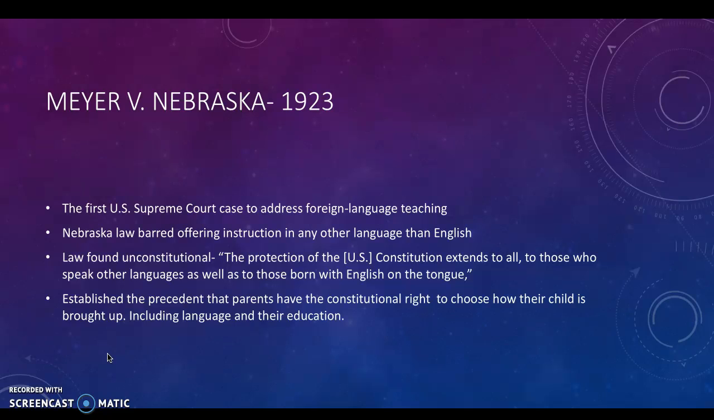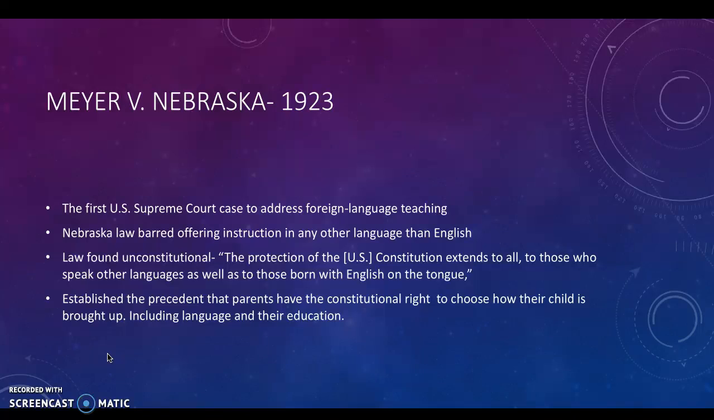First up, we have Meyer v. Nebraska in 1923. This was arguably the first United States Supreme Court case to address foreign language teaching in the American educational system. In this case, a Nebraska law barred the state's public and private schools from offering instruction in any language other than English. A teacher at a Lutheran private school was charged for reading Bible stories to a student in German. This law was made in Nebraska at the peak of anti-immigration sentiment.